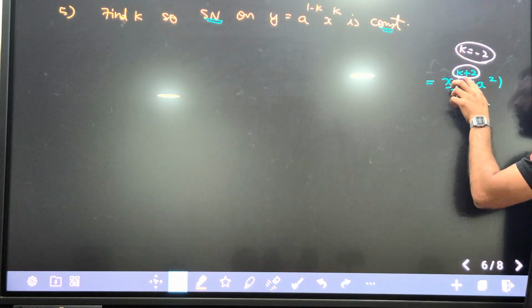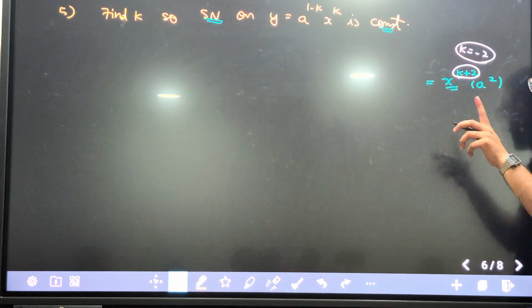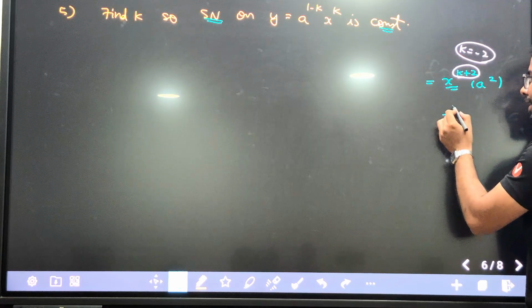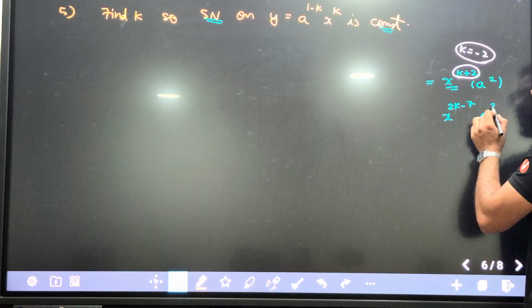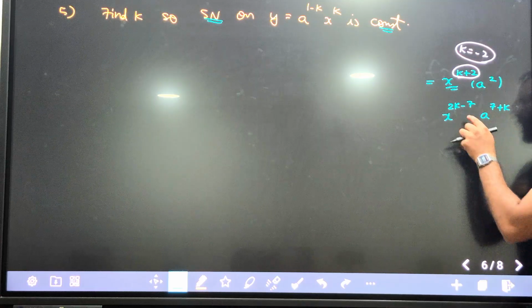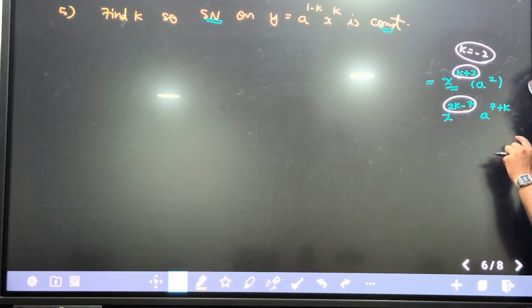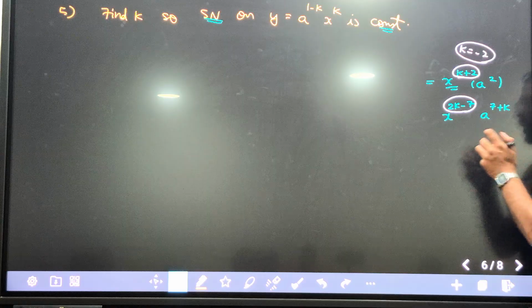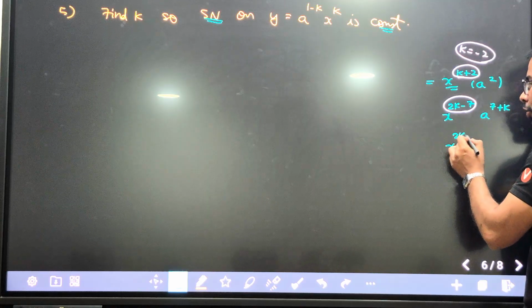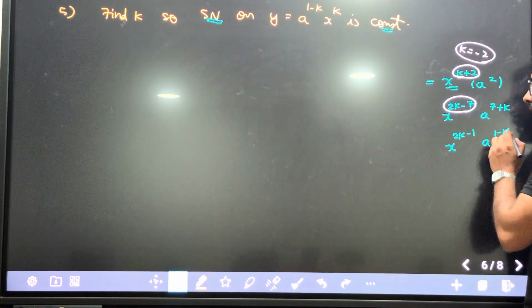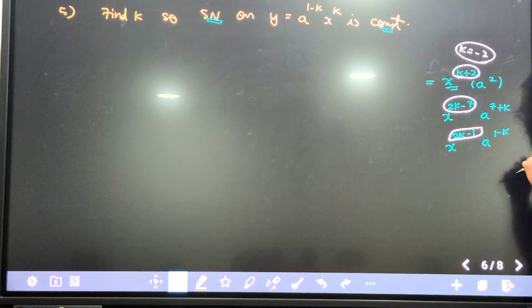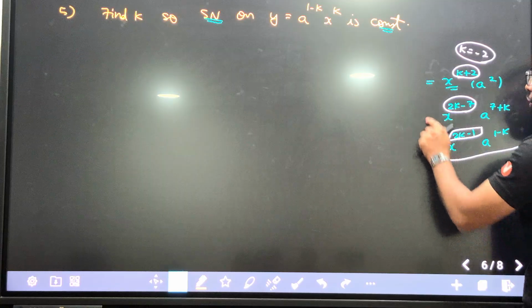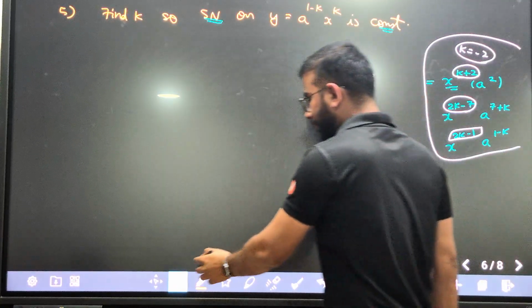If I substitute k equal to minus 2, x power 0. What is x power 0? 1. Okay, now tell me if it is x power 2k minus 7 into a power 7 plus k. What I have to make 0? 2k minus 7 equal to 0. What is the value of k? 7 by 2. Achha, if it is x power 2k minus 1, a power 1 minus k. Now what is the value of k? 2k minus 1 equal to 0. k is coming out to be 1 by 2. So this basic logic is clear with us. So using this, let's solve this question.